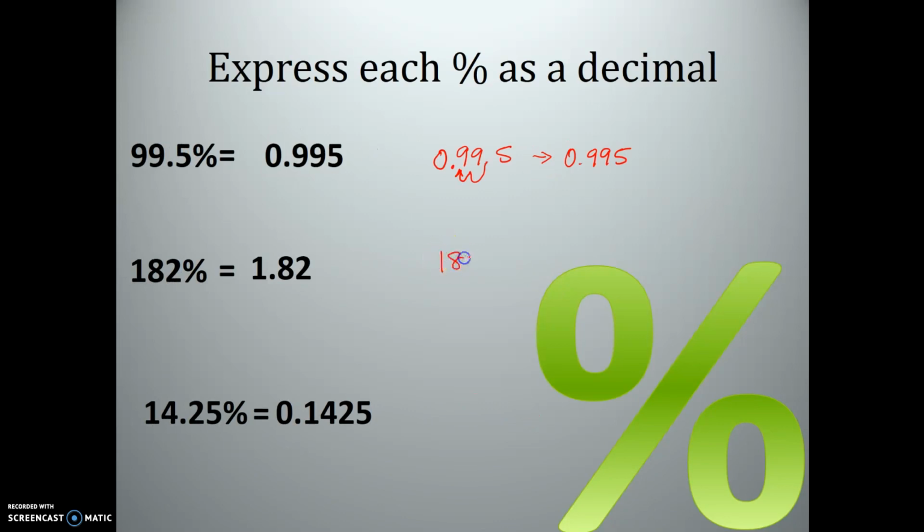182%. My decimal starts there. I move over 2 places to the left, and I get 1 and 82 hundredths. 14.25%. Do the same thing. Move my decimal place over 2 places to the left, and I end up with 0.1425 or 1,425 10,000ths.